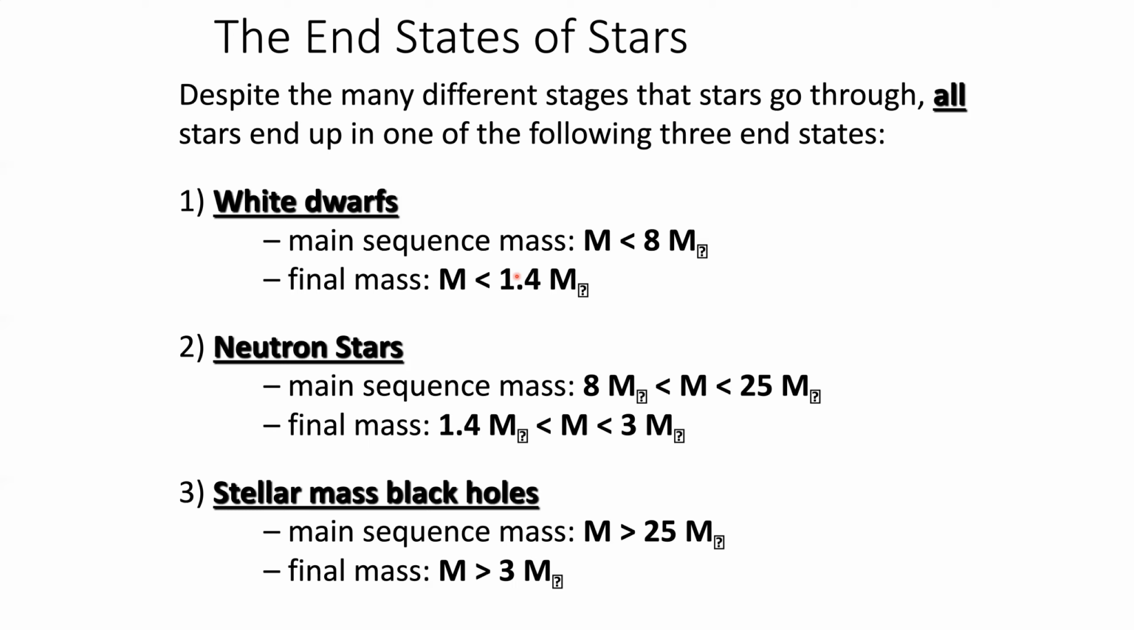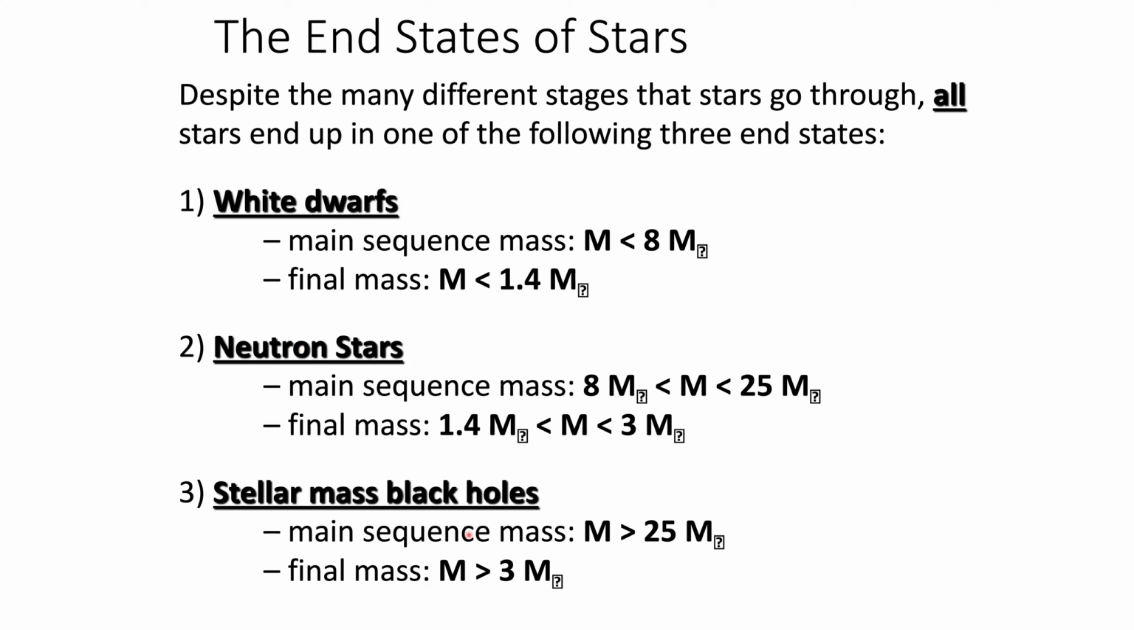So that means a complete explosion of this star, right? Now, if the main sequence mass, main sequence is what you have in this HR diagram, is between 8 solar masses and 25 solar masses, then the final mass of these types of stars will be between 1.4 and 3 solar masses, and they will become neutron stars.